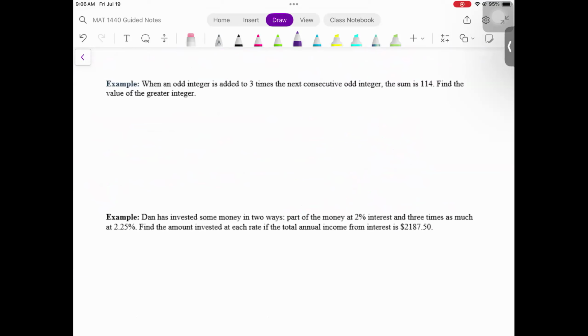When an odd integer is added to 3 times the next consecutive odd integer, the sum is 114. Find the value of the greater integer.